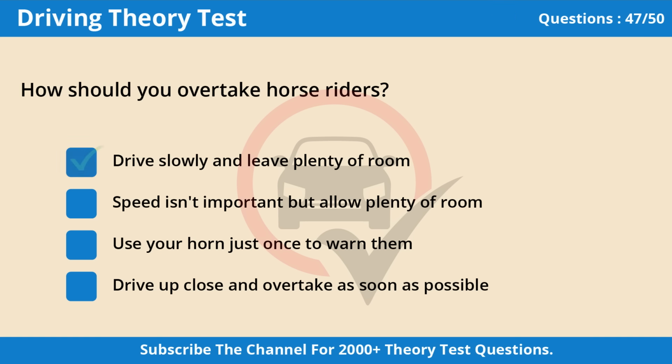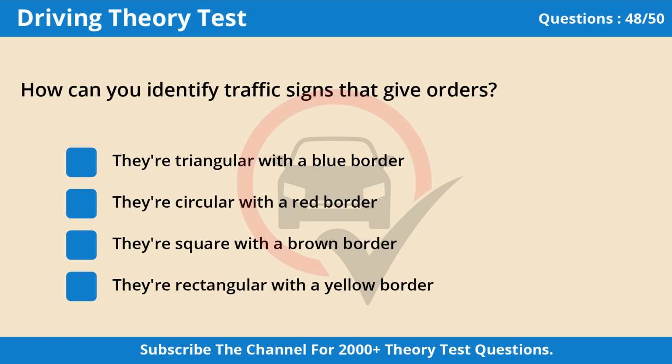A. Drive slowly and leave plenty of room. Question 48. How can you identify traffic signs that give orders? A. They're triangular with a blue border. B. They're circular with a red border. C. They're square with a brown border. D. They're rectangular with a yellow border.